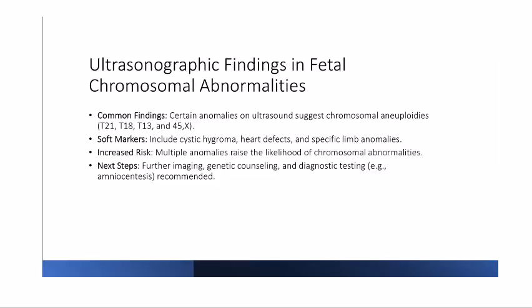Certain ultrasound findings, or soft markers, suggest chromosomal abnormalities. These can include cystic hygromas, heart defects, or limb abnormalities. When multiple markers are present, the likelihood of aneuploidy increases. Further testing, including genetic counseling and invasive testing, is usually recommended for a more definitive diagnosis.